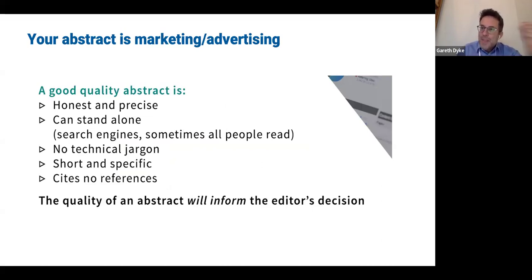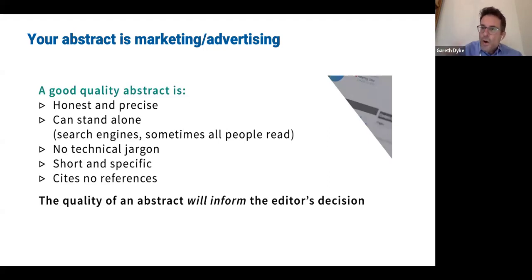But secondly, in terms of planning your publication, the abstract is also important. And I know that it's difficult. Many people struggle with putting together an impactful abstract, 200 or 300 words that give all of the information necessary about a particular study, but you've got to be honest and precise. This has to stand alone because your abstract works with search engines. It's often the only piece of your writing, of your article that lots of people are going to read. So no technical jargon, short and specific.